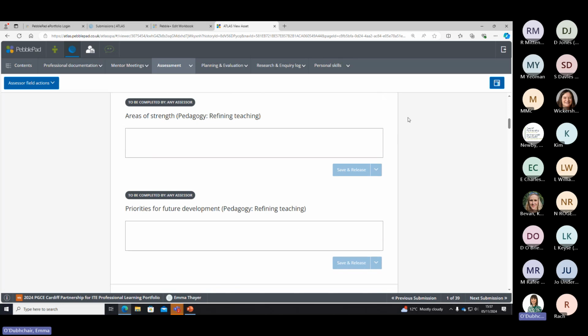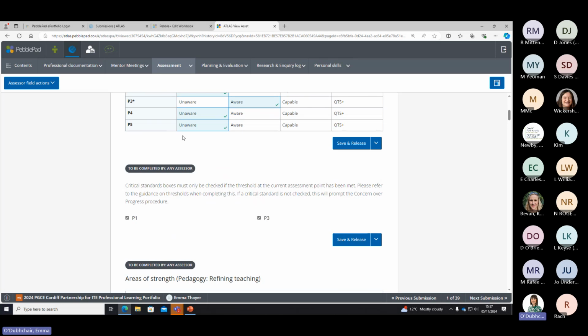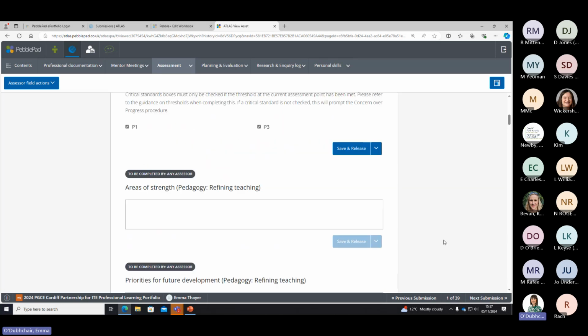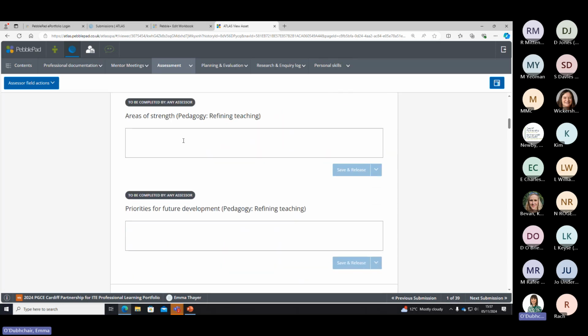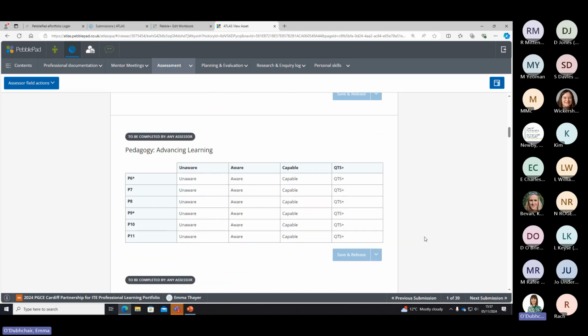So after each bank of elements of the standards for you to award your judgments on the rubric, you'll also get a box where you can identify areas of strength and a box for identifying priorities for future development. I'm not going to stress over the content or dwell on the content there, because Sian is going to talk you through that content in a moment when we return to the slides.